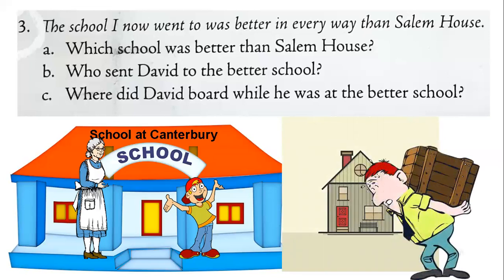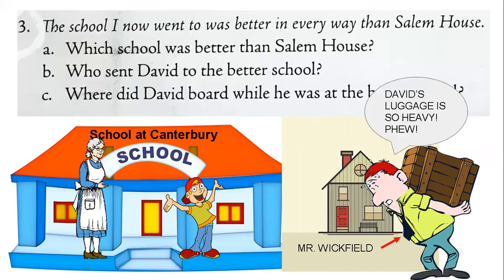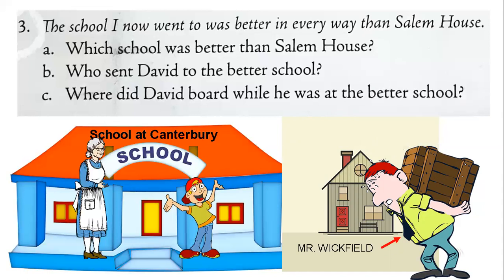And that, of course, is Mr. Wickfield. And he doesn't look too happy. Do you know why he doesn't look too happy? Because he's carrying something very heavy. What is he carrying? David's luggage is so heavy. He can't bear it. Look at the way he's perspiring. You can see the sweat pouring down his face.